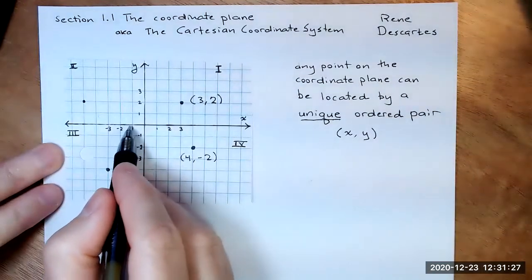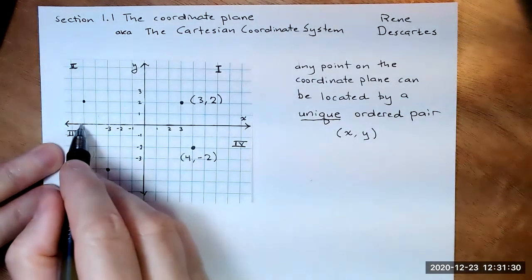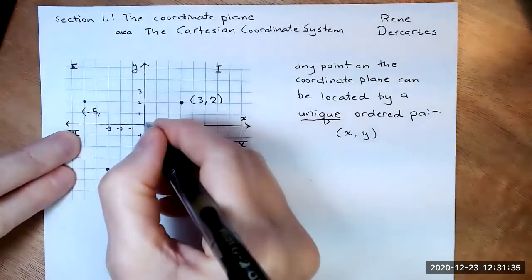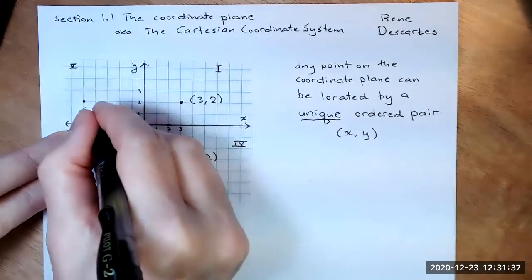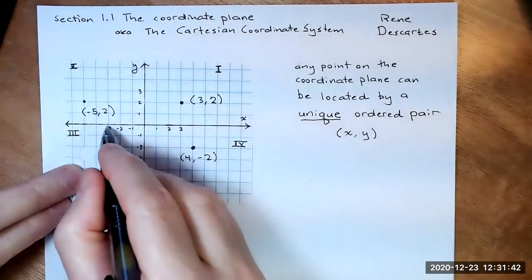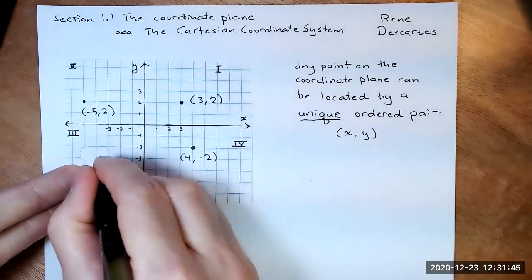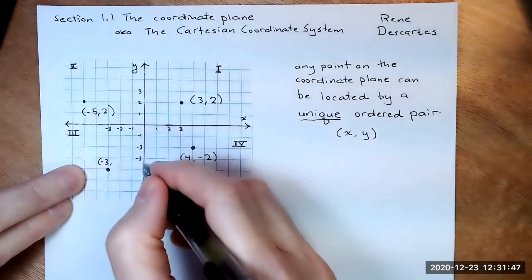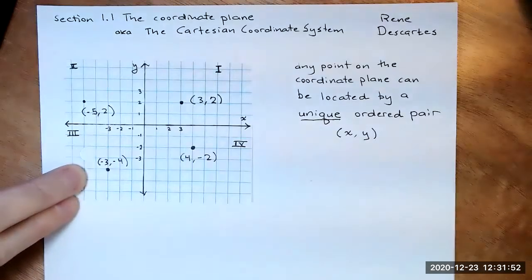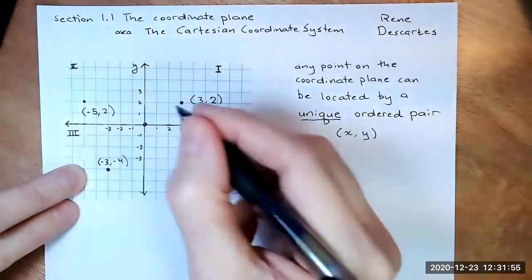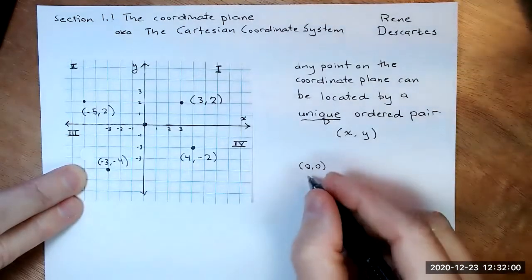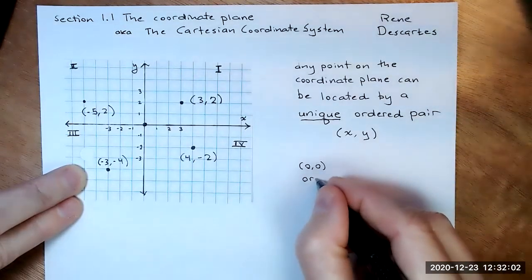For this one, the x is -1, 2, 3, 4, -5 is the x coordinate. And the y coordinate is 1, 2. The x coordinate for this point is -3 in the x and -4 in the y. And the point at the very center has the ordered pair 0, 0, and it's often called the origin.